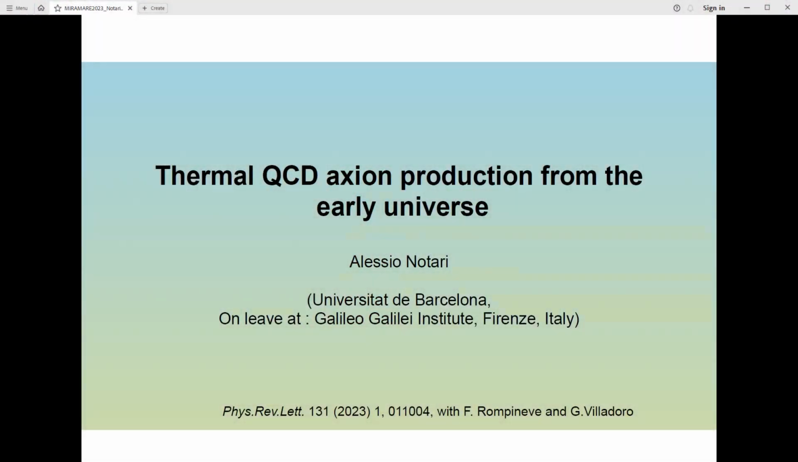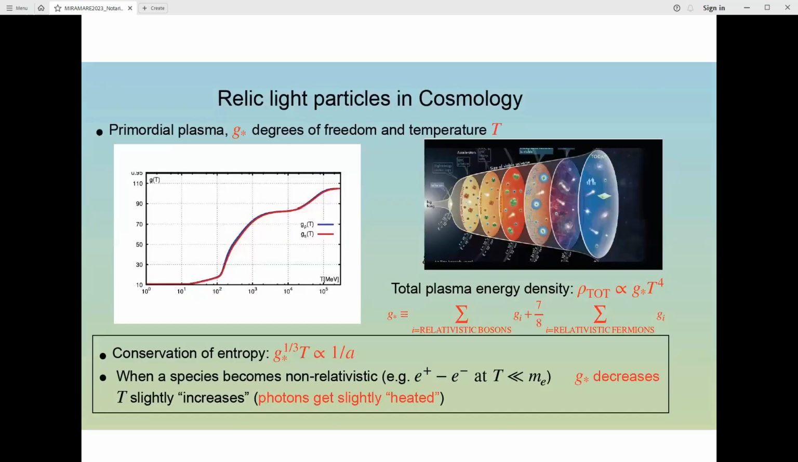Okay, so in this talk I will discuss a topic which is not new, the calculation of the abundance of relic QCD axions. It's a topic maybe 20, 30 years old, but there has been a revival in the last 2-3 years on this calculation. So let me go through. First, I'll give some very basic introduction.